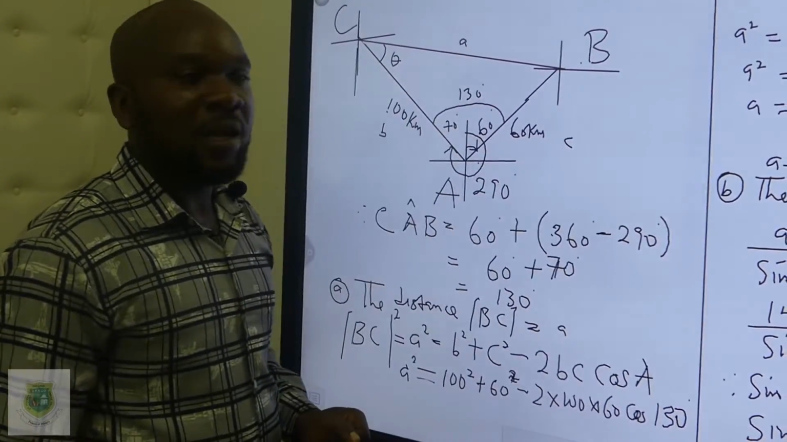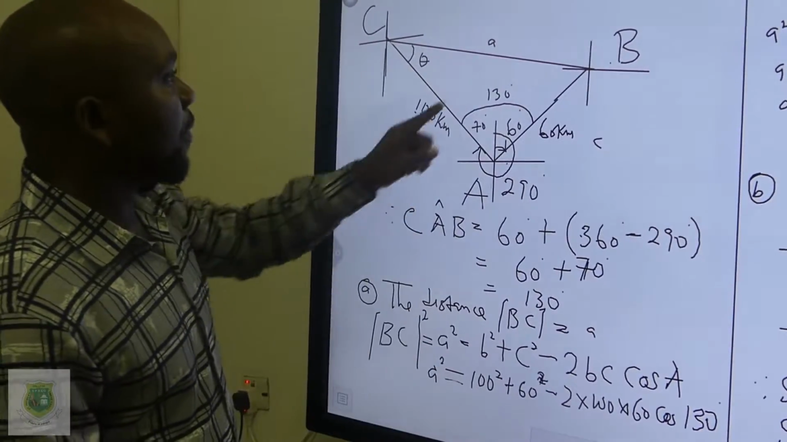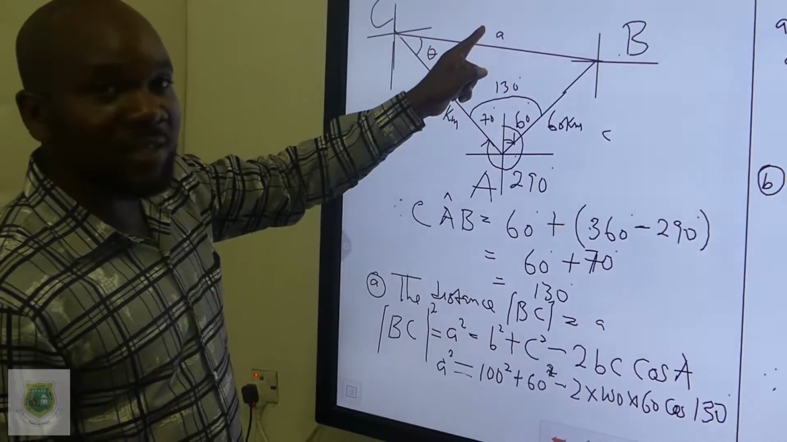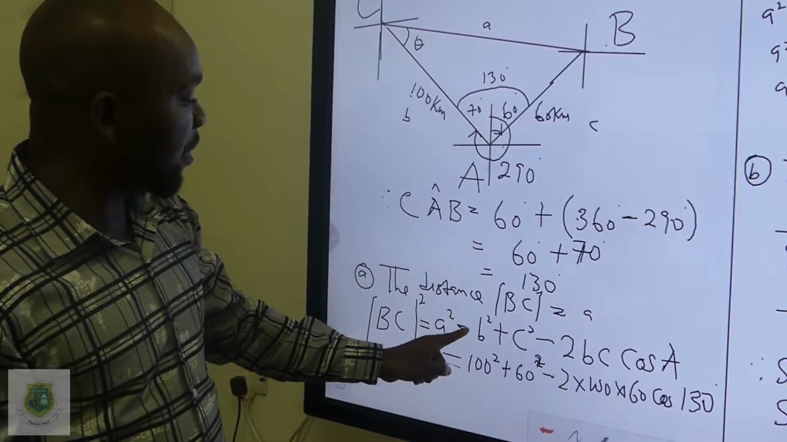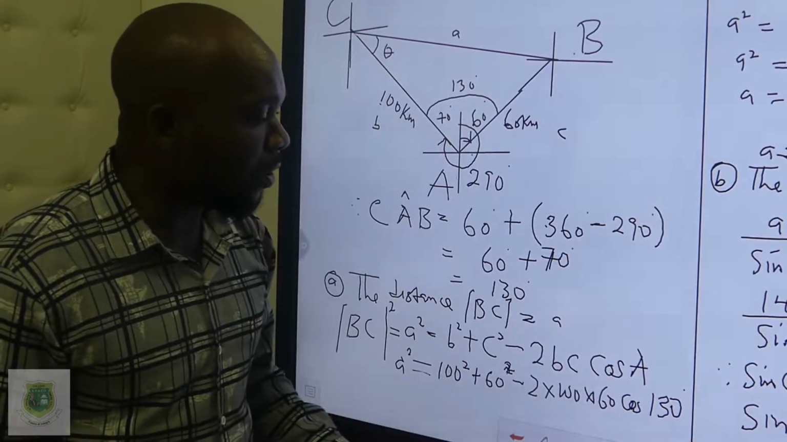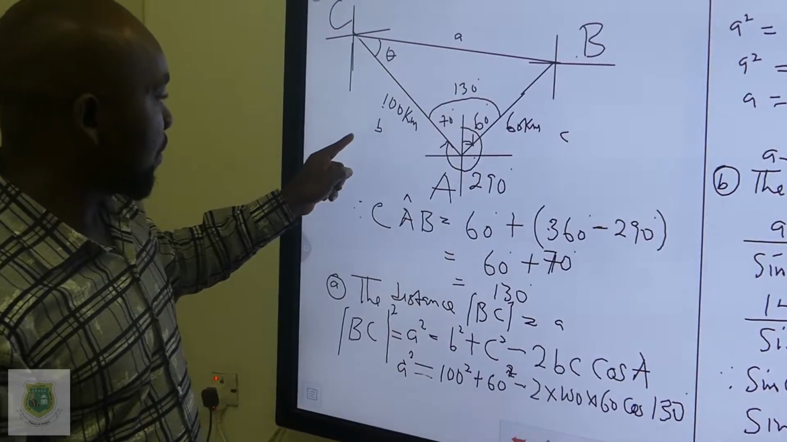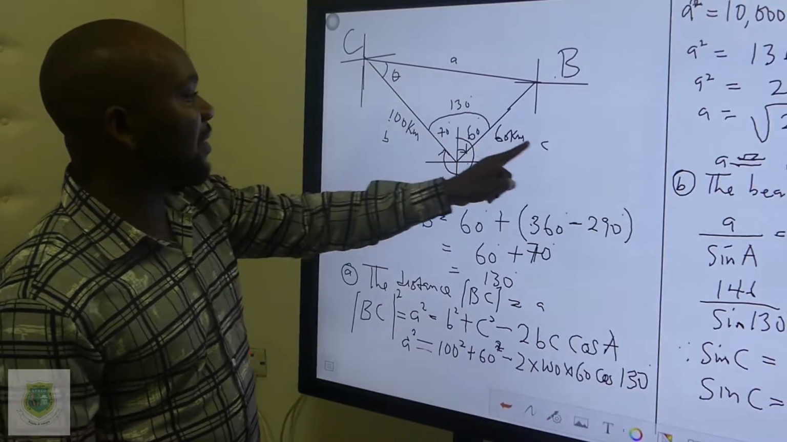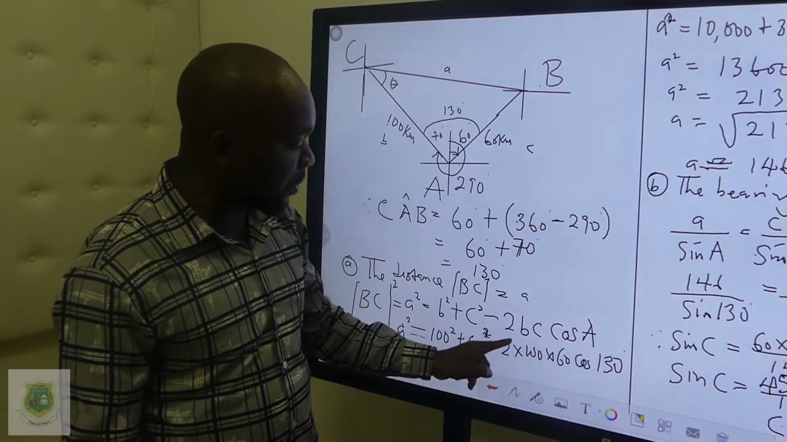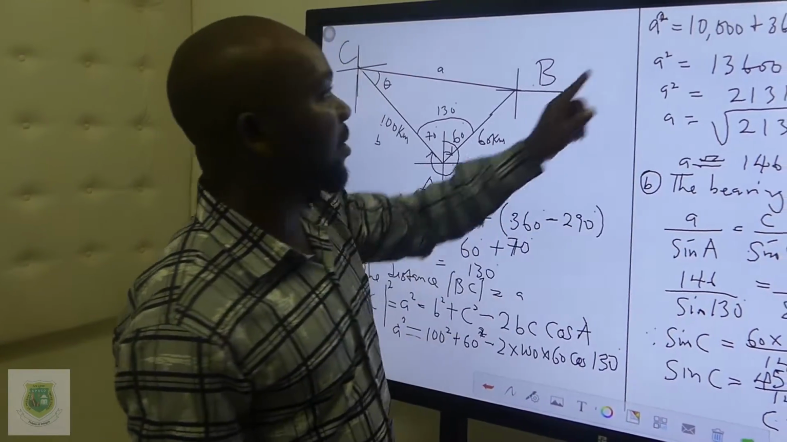Then you apply your cosine rule. BC square or A square, look at it here, A square, which is equals to B square plus C square minus 2BC cos A. What is our B? Our B is 100. What is our C? 60. So 100 square plus 60 square minus 2 times 100 times 60 cos 130. 100 square is 10,000.